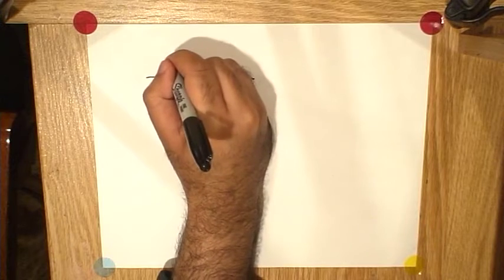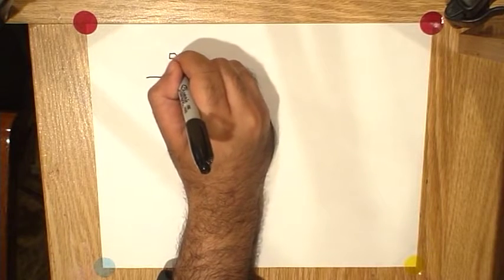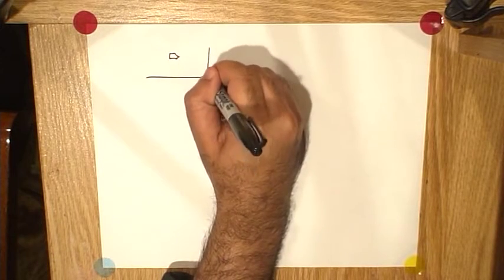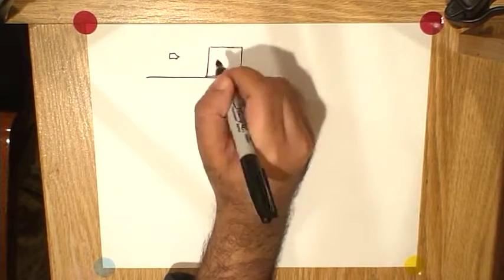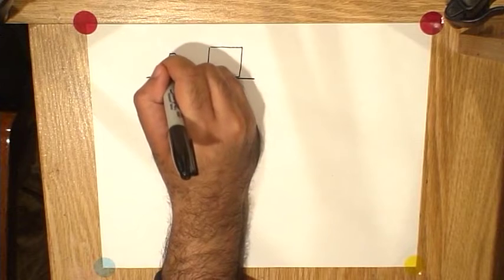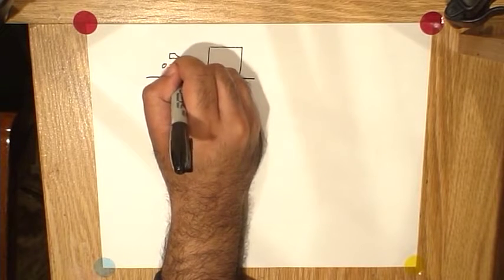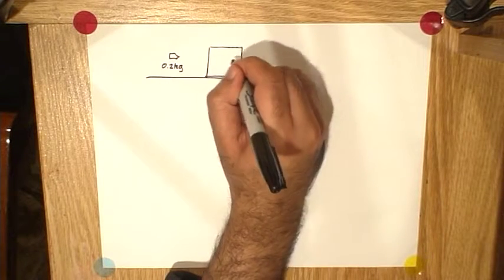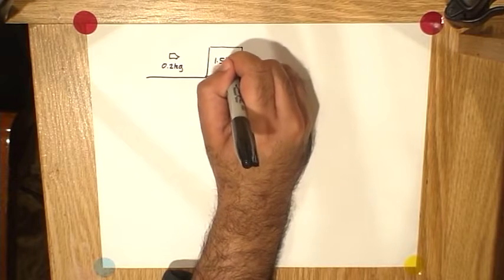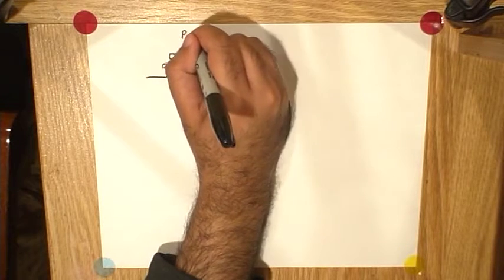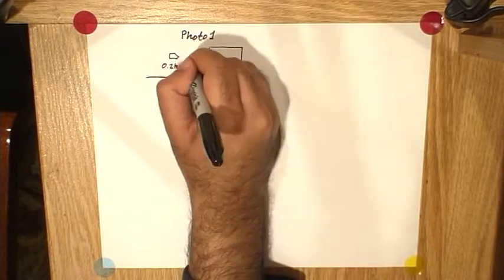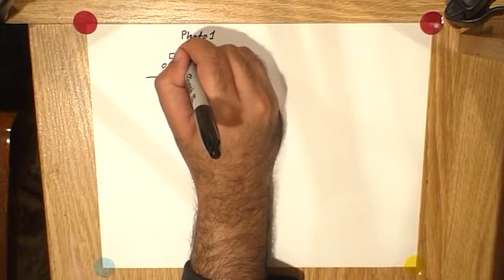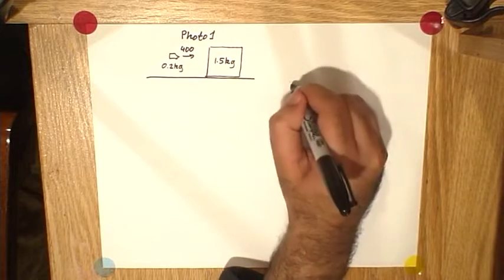In this question, a bullet is going to strike a box. The bullet has a mass of 0.2 kilograms. The box has a mass of 1.5 kilograms. This here is photo 1. The bullet is initially moving at 400 meters per second.